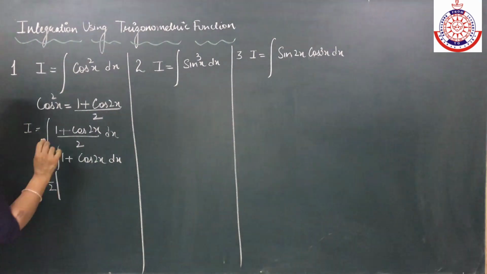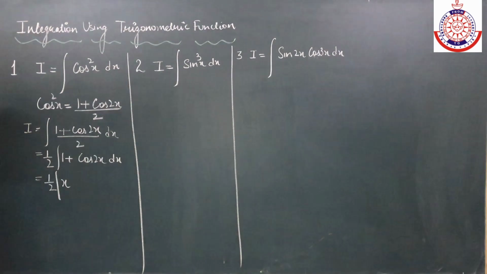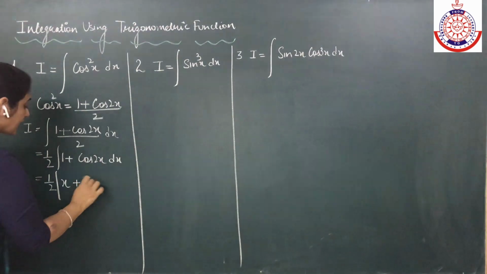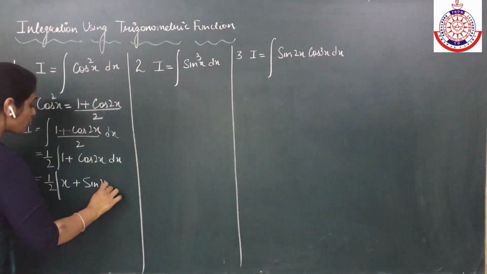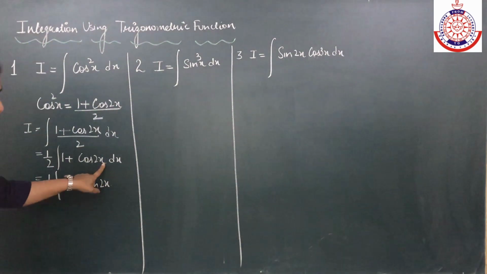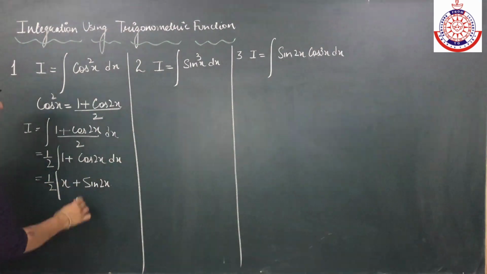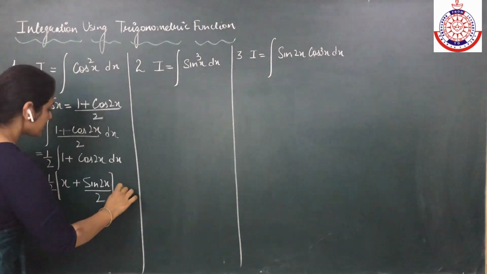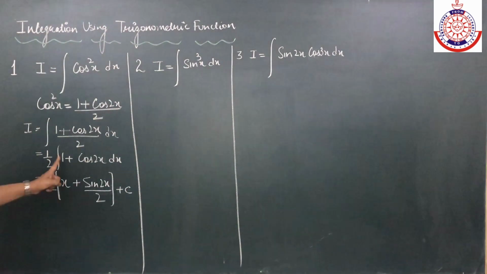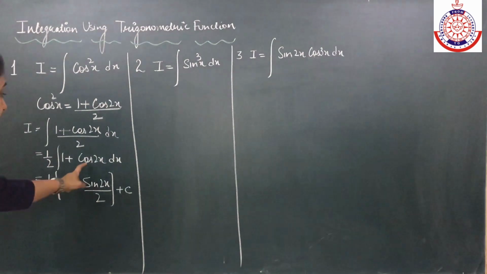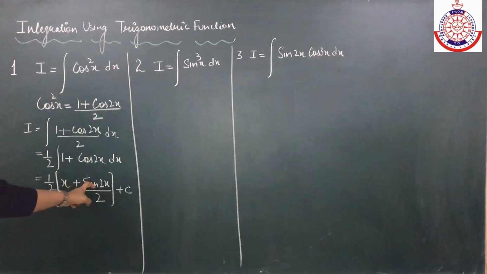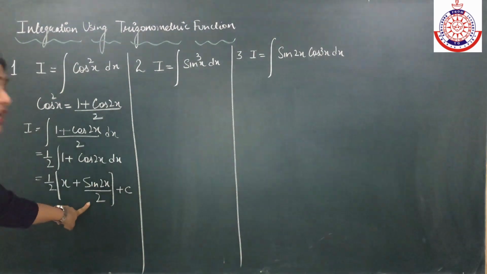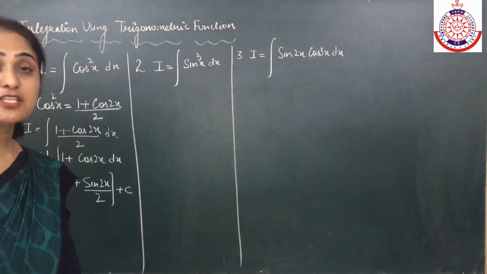Integration of 1 is x. Integration of cos 2x would be sin 2x, and the coefficient of x comes in the denominator. So 1 by 2, the integration of 1 is x. Integration of cos 2x is sin 2x, and the coefficient of x, which is 2, comes in the denominator.